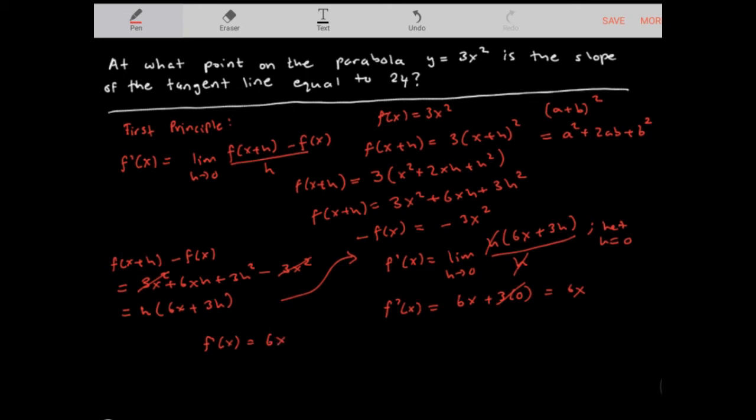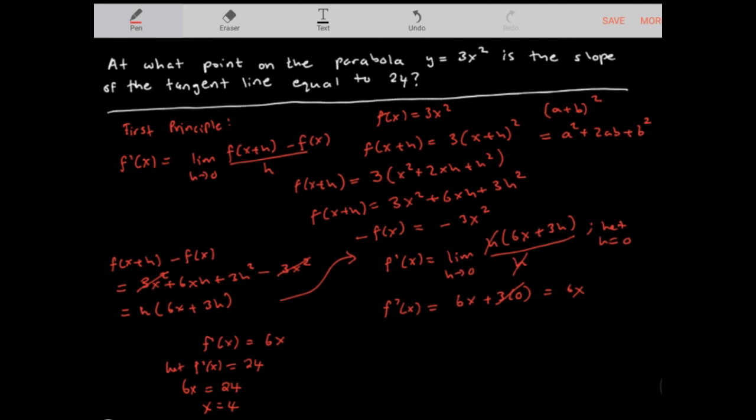You want to figure out at what point the slope of the tangent is equal to 24. So you're going to let f prime of x equal 24. So 6x is equal to 24, therefore x is going to be equal to 4. Now that x is equal to 4, you need to find the point at which the tangent line has slope 24. A point is going to have x and y, so all you have to do now is substitute x equal to 4 into your original equation to find the y equivalent. F of 4 here is 3 times 4 squared, which is 3 times 16, which is 48. So therefore the point here should be (4, 48). And that's where the slope of the tangent line is equal to 24.